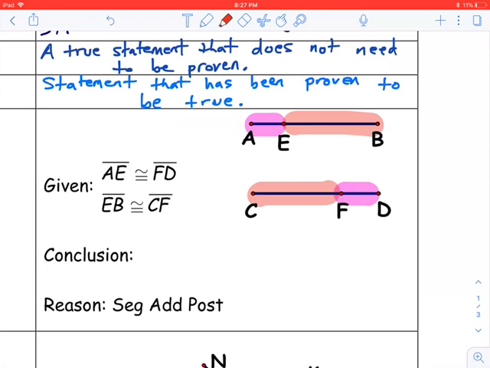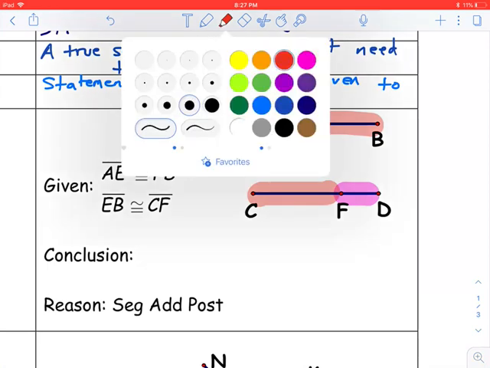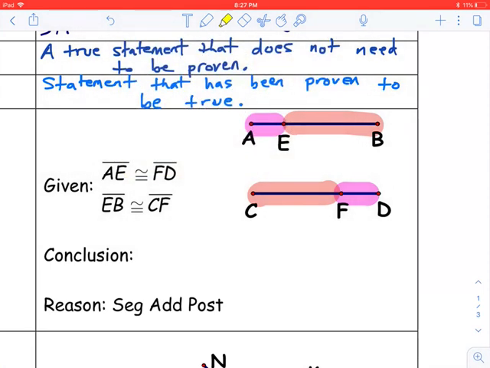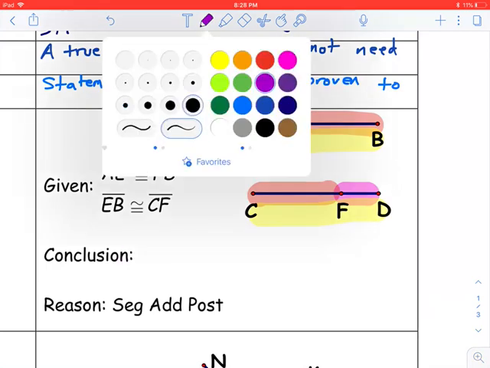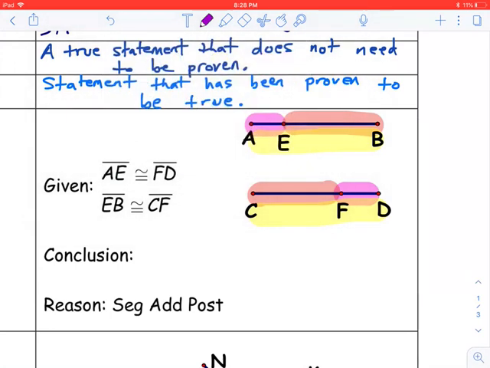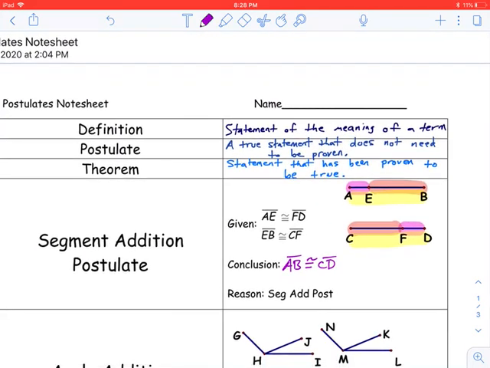So if that is true, what we can do is add those 2 parts together. So if we do that, add them together, I'm going to get the whole segment, AB congruent to CD. Okay, and that's my conclusion. The whole thing is congruent to the whole thing. So in our case, it would be AB is congruent to CD. So we just added the 2 parts together to get the whole thing. That's the segment addition postulate.